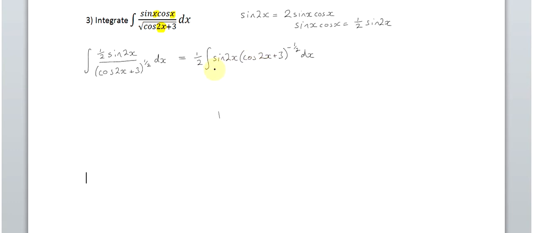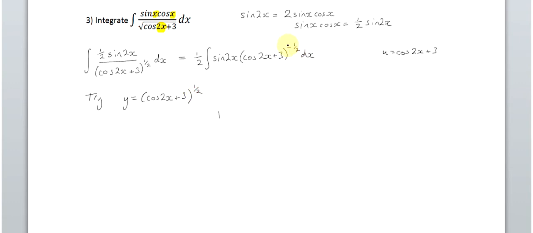So this is a standard pattern. We could probably do it with a substitution. We could use u equals cos 2x plus 3 and proceed from there. But since I've noticed a standard pattern, I'm going to try y equals cos of 2x plus 3 to the half.